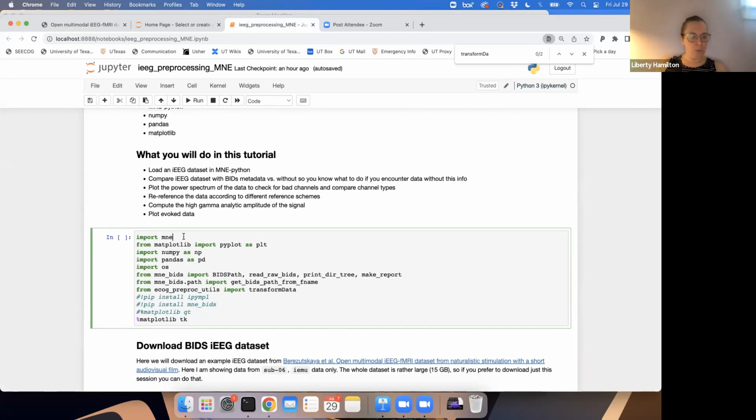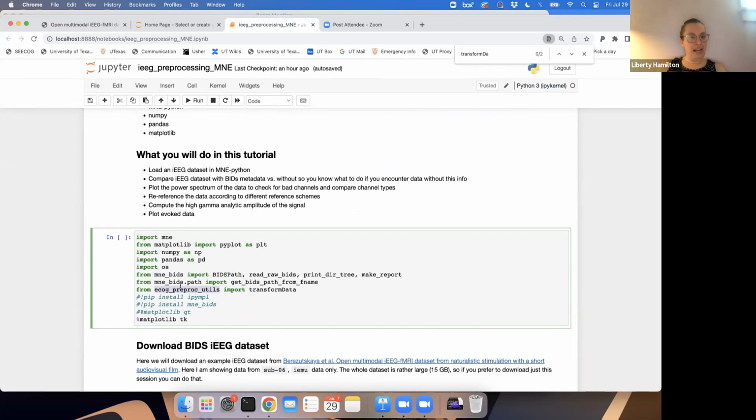All right, so what we're going to start with is we have a number of loaders here where we're going to be using MNE. We're going to use some features from Matplotlib, NumPy, Pandas, OS, just to do some data manipulation. And we're going to use MNE-BIDS for some of the nice reading functionality that it has. You may need to pip install some of these if you have not.